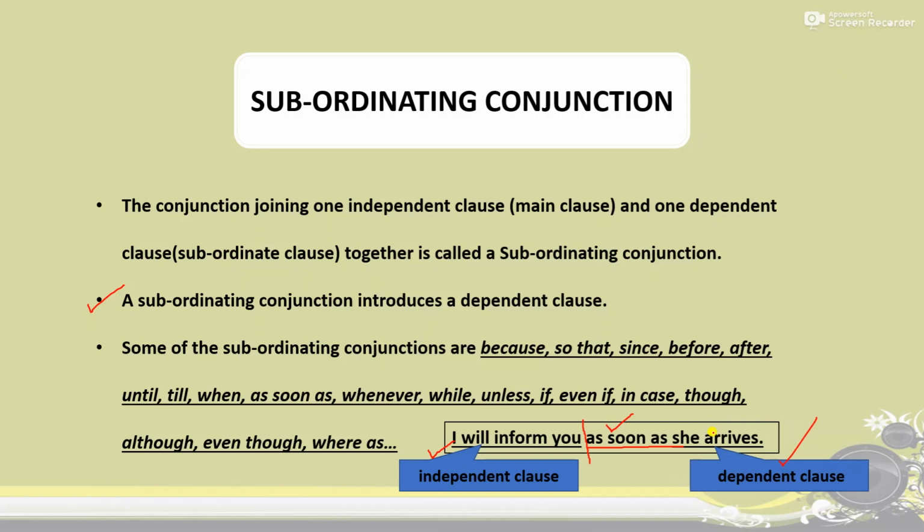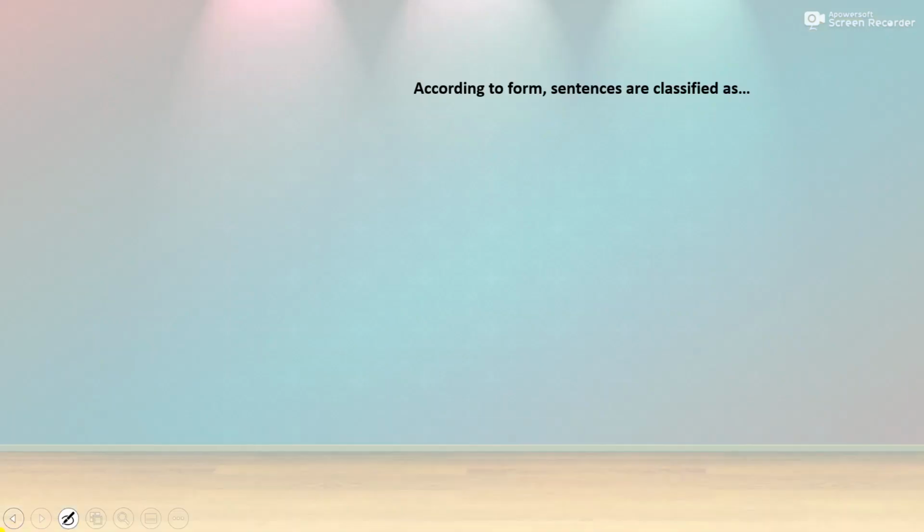The second is a subordinating conjunction. Subordinating conjunctions are those words which join one meaningful and one incomplete sentence together. The incomplete sentence is your dependent clause, and always the subordinating conjunction will introduce the dependent clause. Now let us come to the topic of the day.